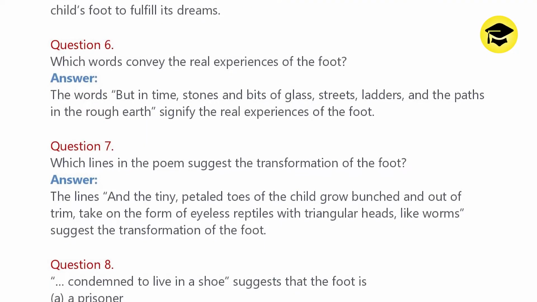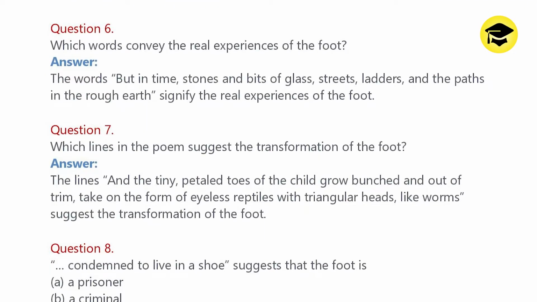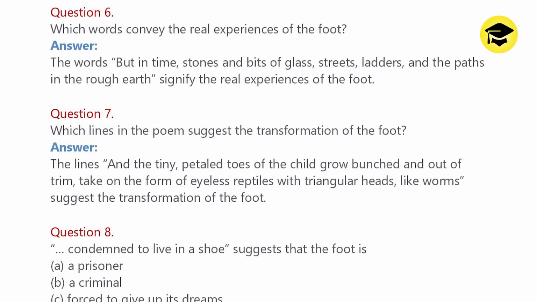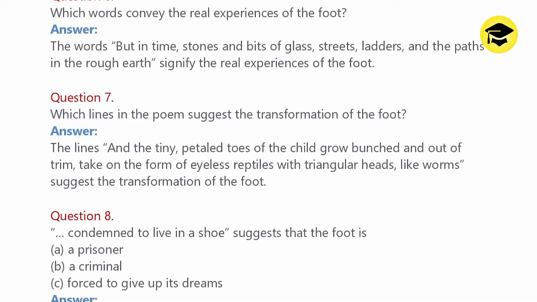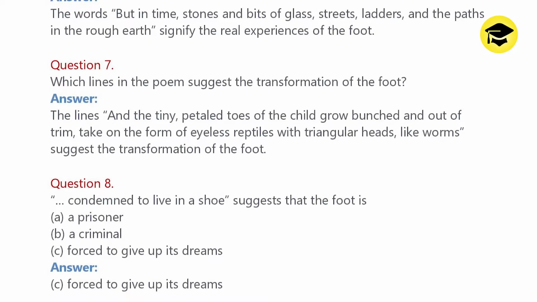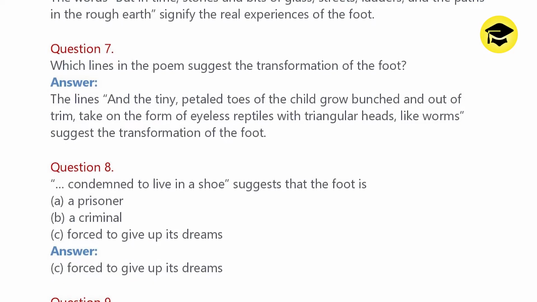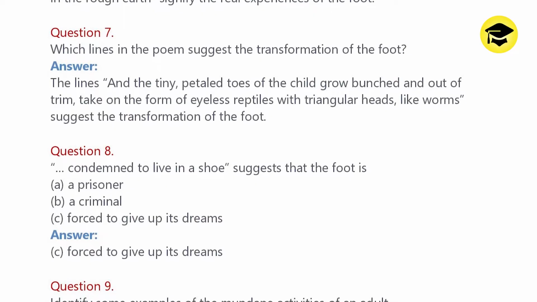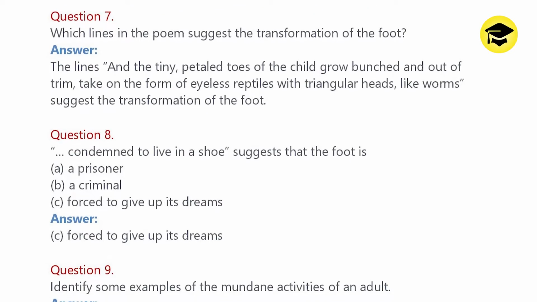Question 7. Which lines in the poem suggest the transformation of the foot? Answer. The lines "and the tiny, petaled toes of the child grow bunched and out of trim, take on the form of eyeless reptiles with triangular heads, like worms" suggest the transformation of the foot.